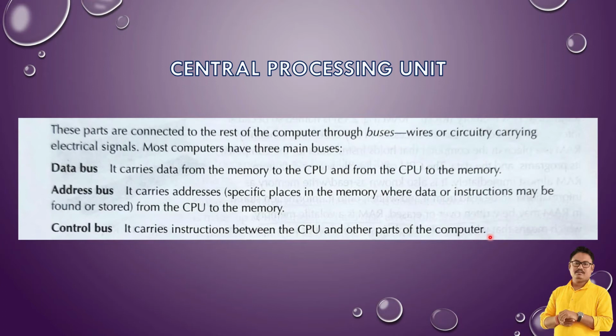Then the control bus carries instructions between the CPU and the other parts. This control bus will help you to pass the instruction from the CPU to the other parts of the computer. So the data bus will carry the data from memory to CPU and CPU to memory. The address bus will pick up the data from the specific place in the memory where it is stored. The control bus will give the instruction between the CPU and the other parts of the computer.